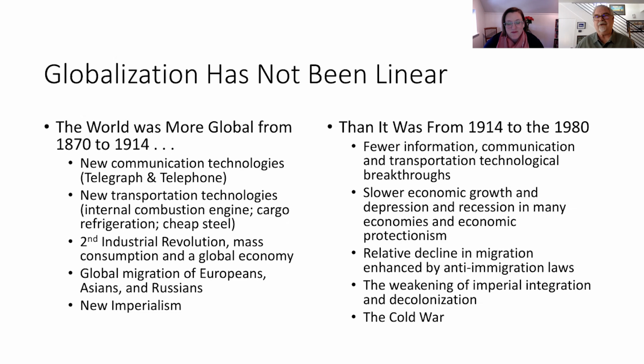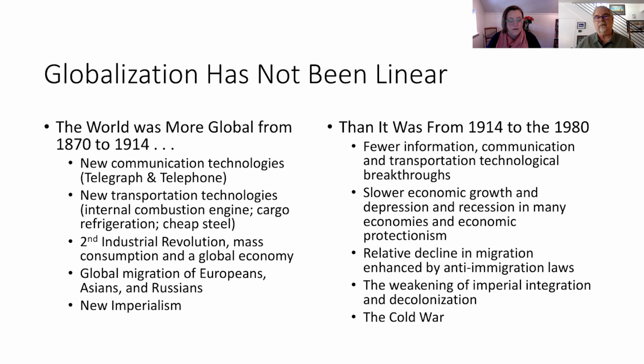And if you think about those frames that I talked about in our first lecture, new information and communication technologies, 1870 to 1914, telegraph, the first synchronous mechanism where one could communicate farther than one could yell, right, was invented. You had the telephone, you had new transportation technologies, in particular, cargo refrigeration, the internal combustion engine. You had this massive economic boom with the second industrial revolution, which globalized the world economy through the mass consumption and production in the northern hemisphere, raw materials generally in the south. You had the largest percentage of individuals moving and migrating during this period, another mechanism of connectivity across the globe. And of course, it was also the high watermark of imperialism.